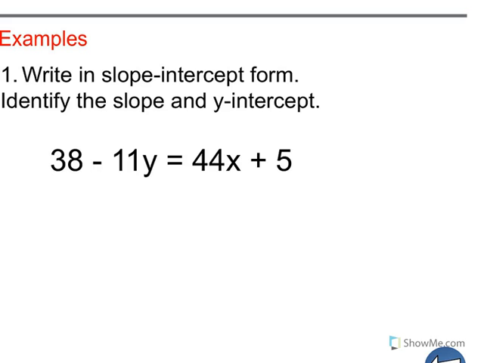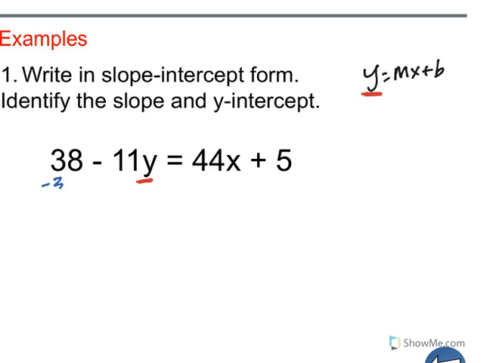Okay, so when we're writing equations in slope-intercept form, sometimes we're given a different equation and we need to manipulate it or rewrite it so that it's in the form that we want. And we would do that like we would any other literal equation. Remember that slope-intercept form is y equals mx plus b, and the goal is to get the y by itself. So here we have an equation that's 38 minus 11y equals 44x plus 5, and we're going to solve it by getting the y by itself.